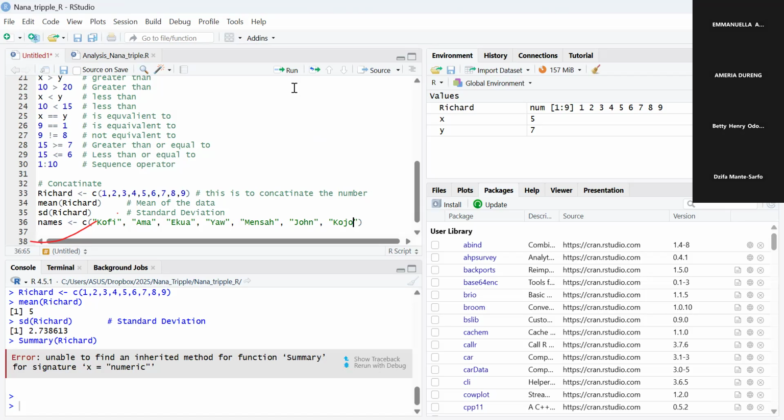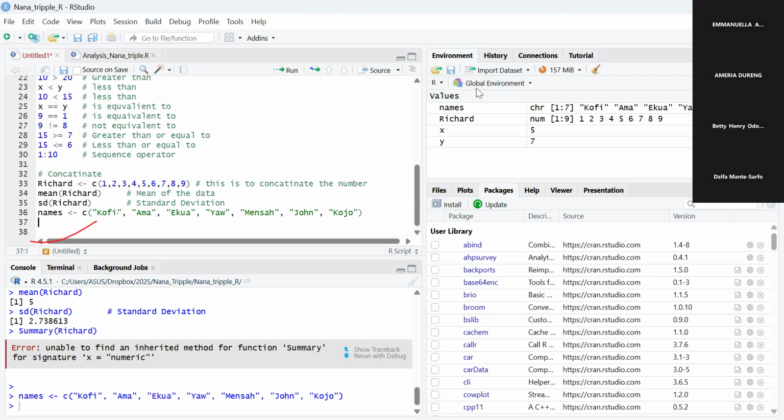So when I run, look at what happens here. The names have come. When R gives you NUM, if you can see my environment, NUM is just telling you that it's a number. CHR is just telling you it is what? Character. Please take that in mind. NUM is just telling you it's a number. CHR is telling you it's a character.